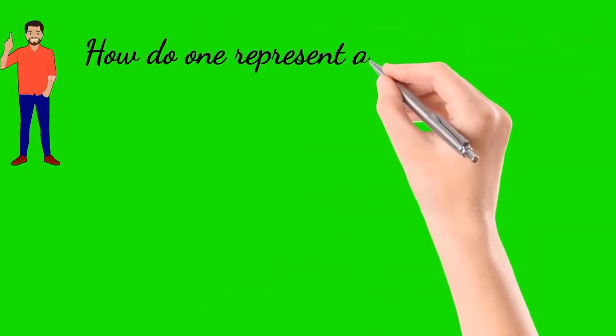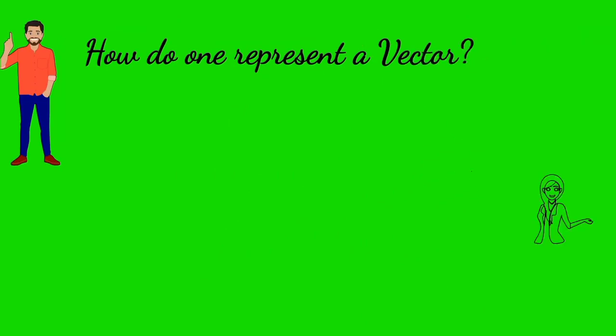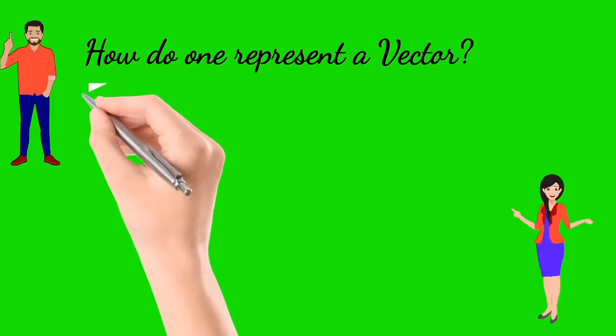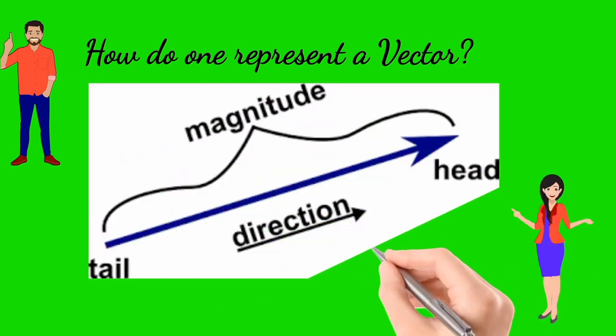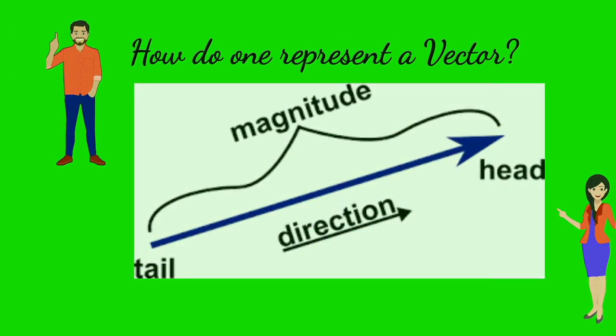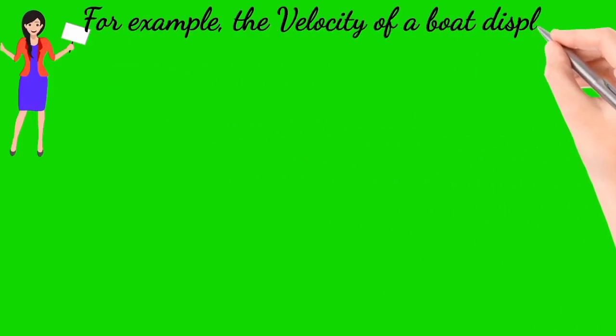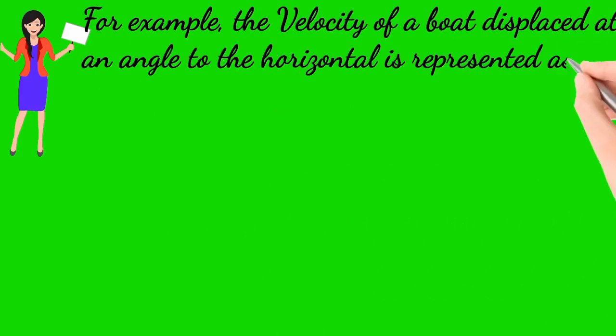Then, how do we represent a vector? To represent a vector, you use a straight line with an arrow in front, where the arrow represents the head and the opposite side represents the tail, and the size of the line represents the magnitude. The angle of the vector as well represents the direction.